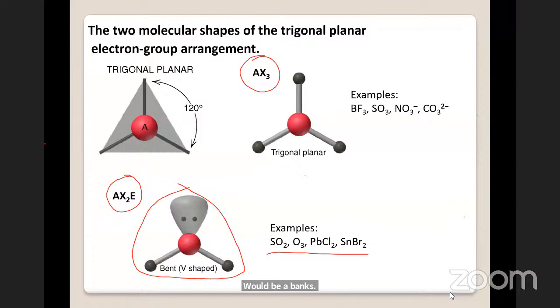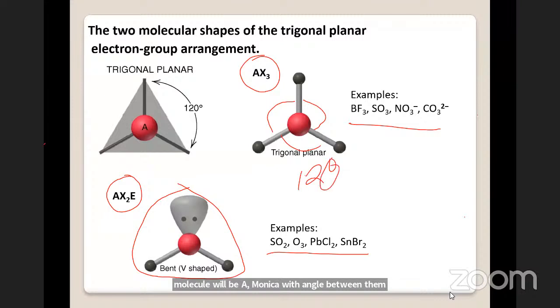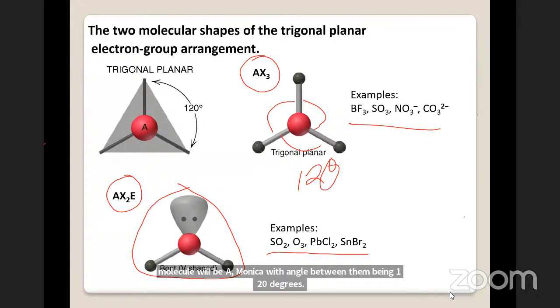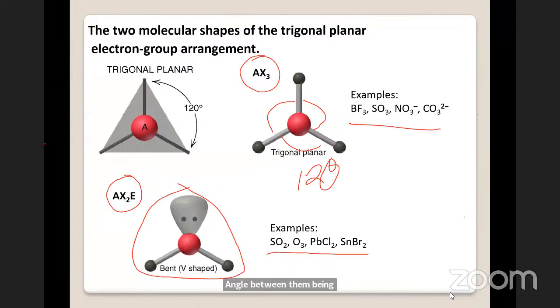And in the case of this, your molecule will be a trigonal planar molecule with the angle between them being 120 degrees. How do we come about that? I have used this to explain.